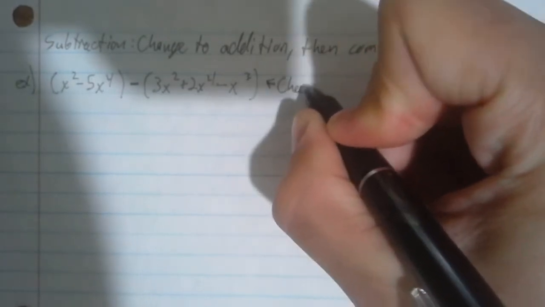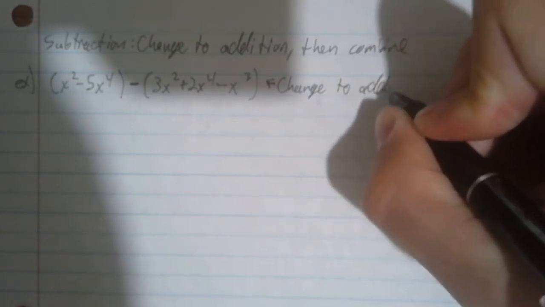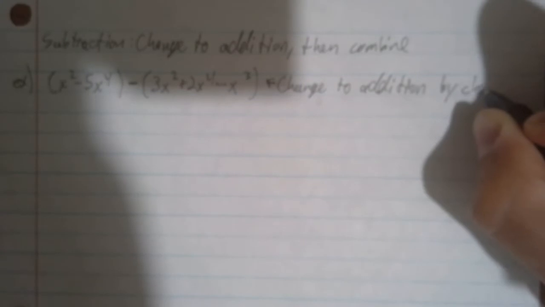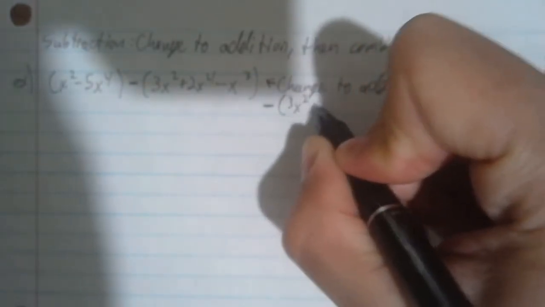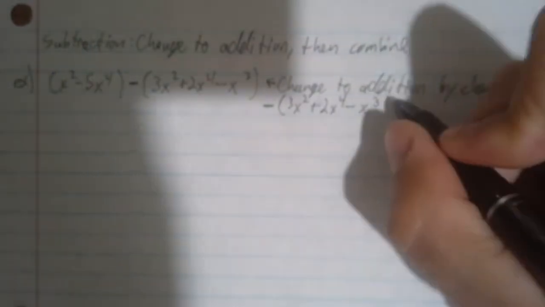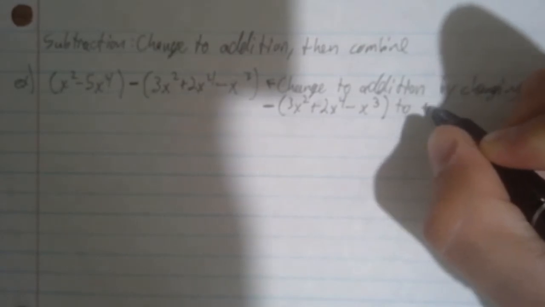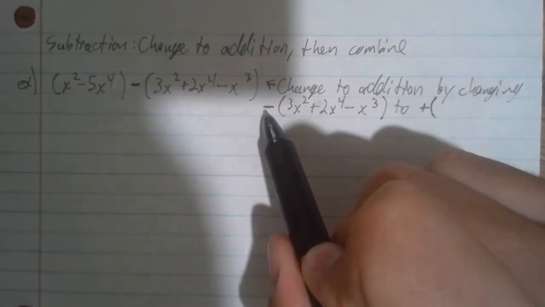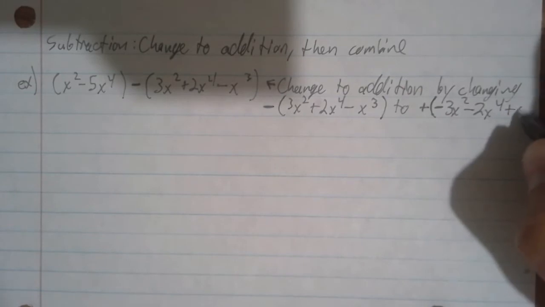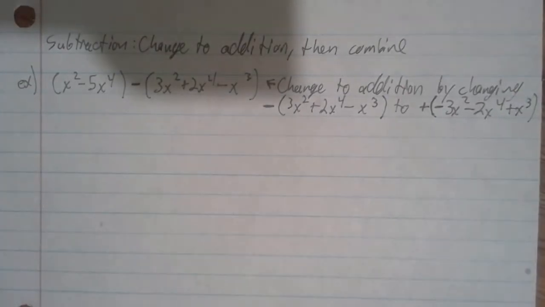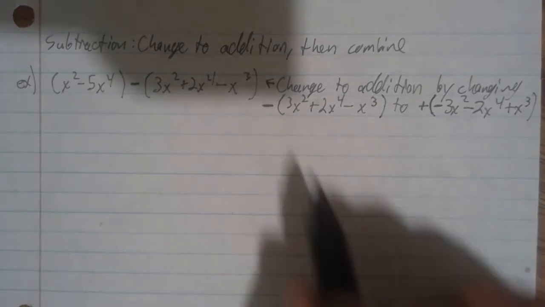So we are going to change this to addition by changing our minus 3x squared plus 2x to the fourth minus x to the third to plus. Once we change this, we have to change everything else. So that becomes positive. My positive 3 becomes a negative 3x squared. My plus 2x to the 4 becomes a minus 2x to the fourth. And then this minus x to the third becomes a plus x to the third. So we just changed the second half.